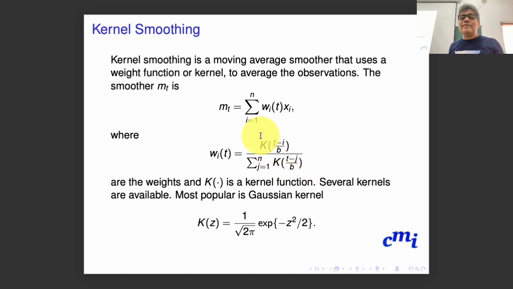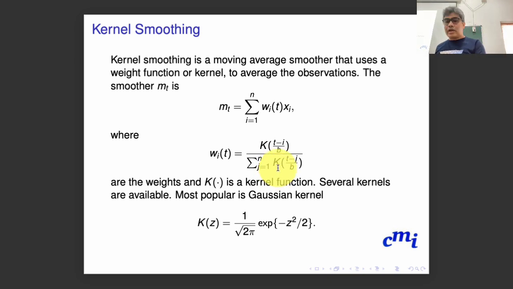Now, once you get (t minus i) divided by b, b is a parameter. For the time being, suppose we know the value of b. Once you get the value of (t minus i) by b, you plug it in here, into what is called the Gaussian kernel. You will get some value K(z), a density value effectively, and then you use that density value to normalize.